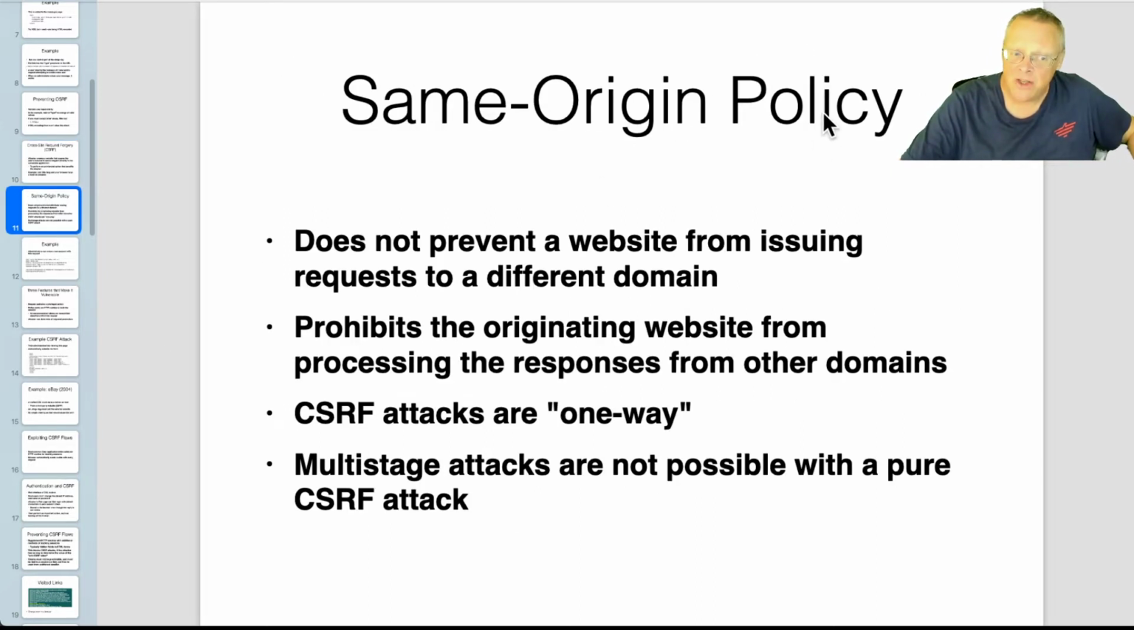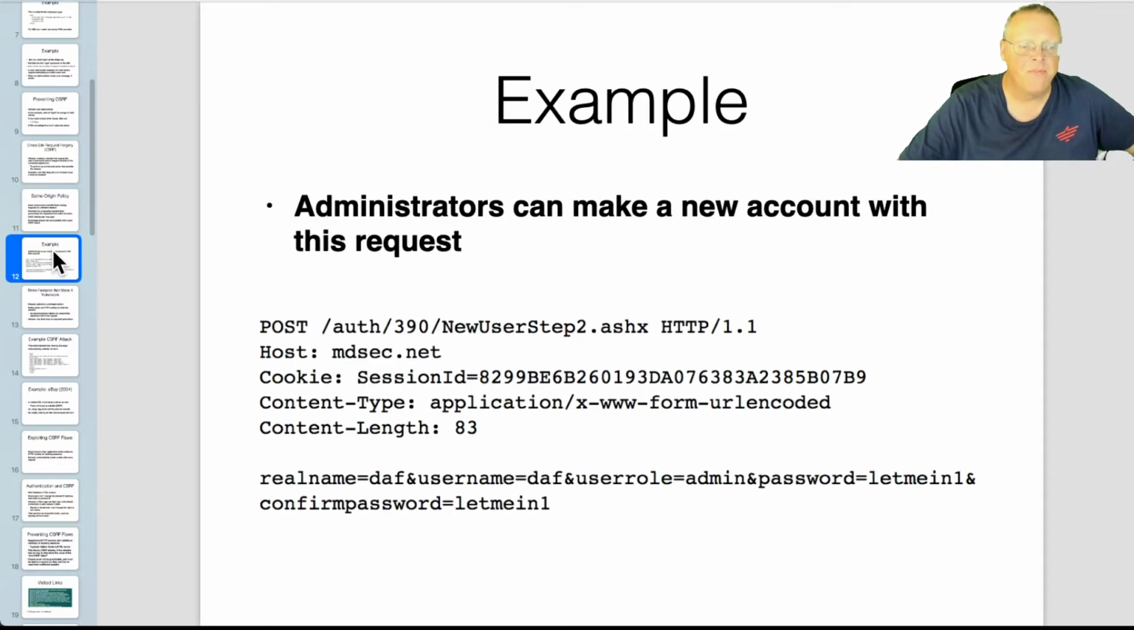The same origin policy does not prevent your browser sitting on one domain from sending a request to a different domain, but it does prohibit you from processing responses from the other domains. It's one way. So you can perform an action, but it's like blind injection. You'll perform it, but you won't see the response. And if somehow you have to load one page and then take the data from that page and go to the next page and go through multiple pages, you can't do that with this attack. You can only make one request, but that's enough frequently to do powerful things.